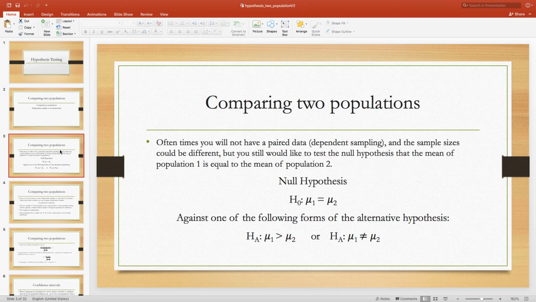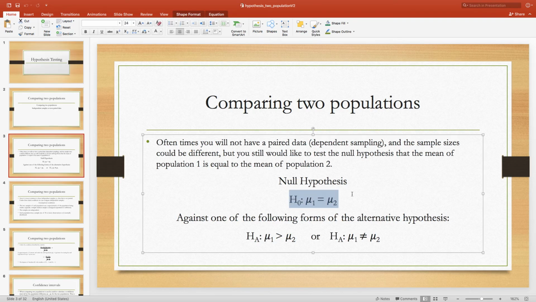So here's the scenario that we want to consider. We want to know if the mean of population 1 is equal to the mean of population 2. So this is always going to be our null hypothesis, a statement of equality.